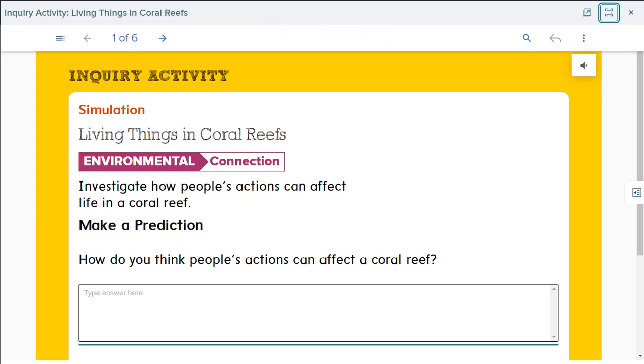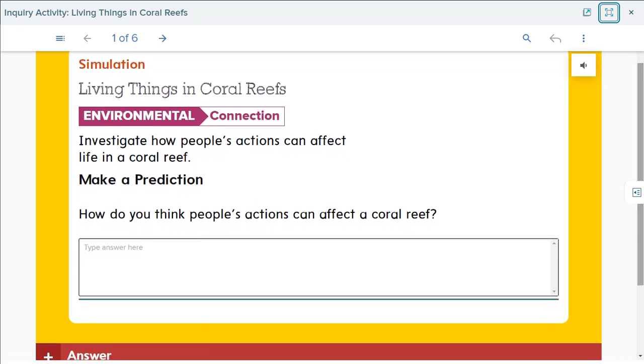Today we're going to do an inquiry activity, Living Things in Coral Reefs, page 106. So open your box, page 106, and stay with me. It is an online activity, so watch it and try to understand everything in it. Make a prediction. How do you think people's actions can affect a coral reef?